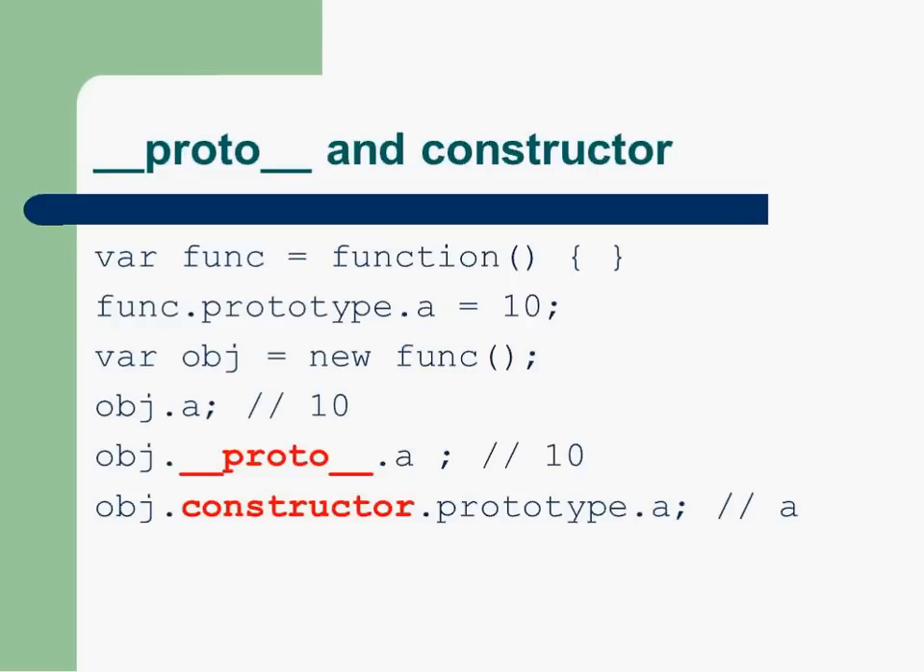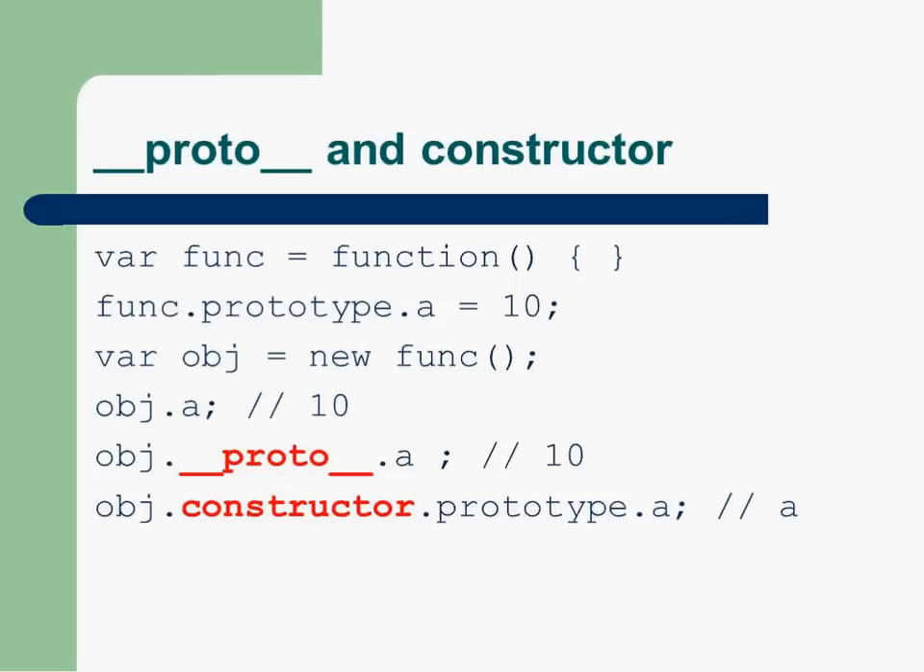Object dot constructor is available in Mozilla also. So now the three statements are the same? Yeah, they are all three. Function dot prototype, object dot underscore underscore proto, and object dot constructor dot prototype are all pointing to the same memory location, to the same object basically. So there are three ways you can access the same object. It depends upon your use case.